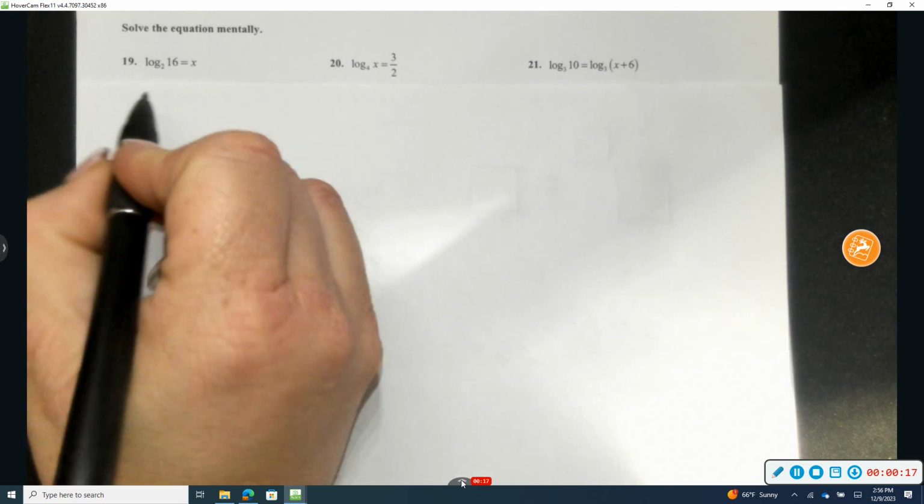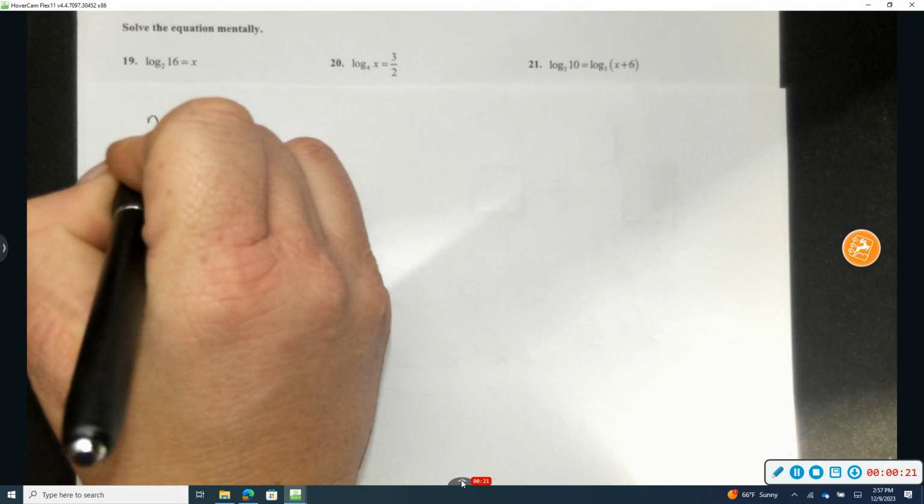Intro to logarithms, try these problems 19 through, I believe this is 19 through 24. So how can we solve this without using a calculator? And that is the key, because you would not be able to use a calculator on these problems when you are taking an assessment. I personally like to think about this as translating this back into an exponential equation.